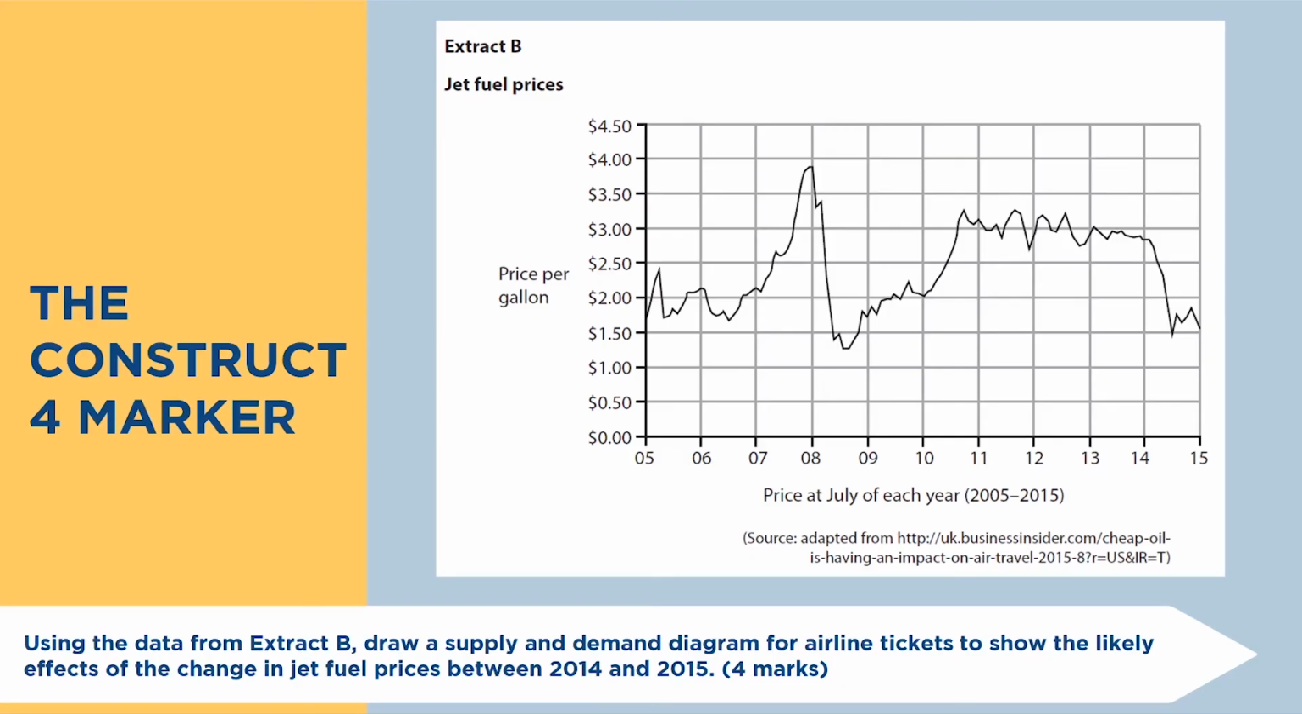So the extract B on the screen shows a graph showing the change in jet fuel prices from 2005 to 2015, and you can see whether they've gone up or down from 2014 to 2015. So if you want to have a go, pause this, have a go, give yourself only 4 minutes, and then I'll talk through the answer afterwards.